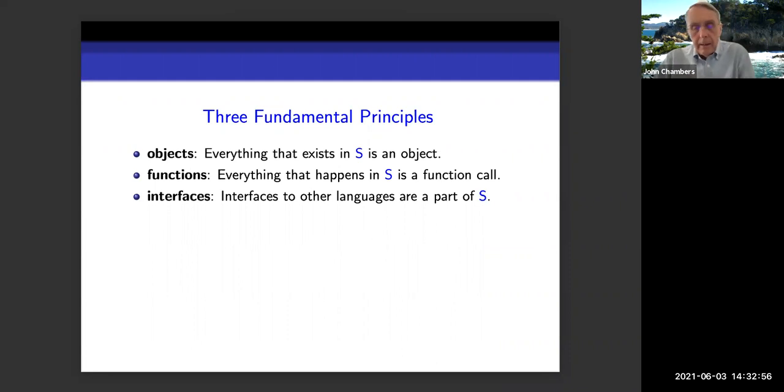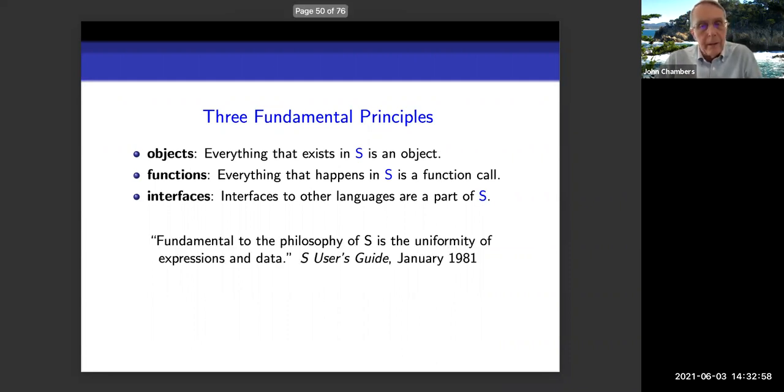And in particular, I went back recently and took a look at a very early object, which hardly anybody has ever seen, which was a book length description of S that was produced within AT&T early on in the evolution of S. And in that book, there's the statement that fundamental to the philosophy of S is the uniformity of expressions and data, which in a vague way is essentially the first two principles. And this is back in 1981. Anyway, that was where we were.